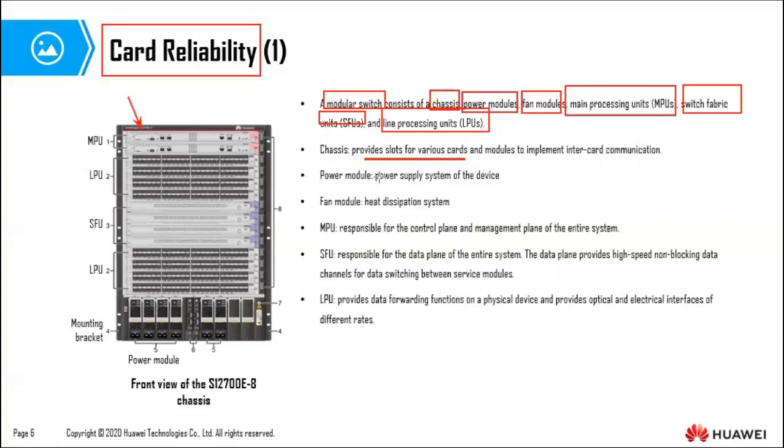The power module provides power supply to the device. So you can see that we have several power modules here. This one and this one are power modules. So if one power module goes down, there's another one that is still functioning. So that is what we call card reliability. The fan module is used for heat dissipation, and it's also very important. Let me see, where do we have the fan module here?